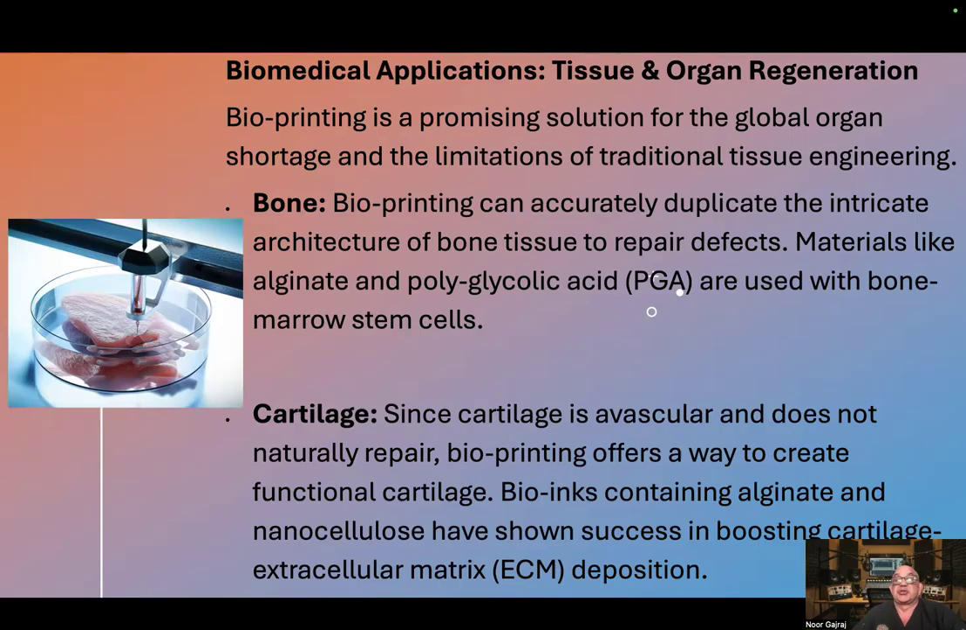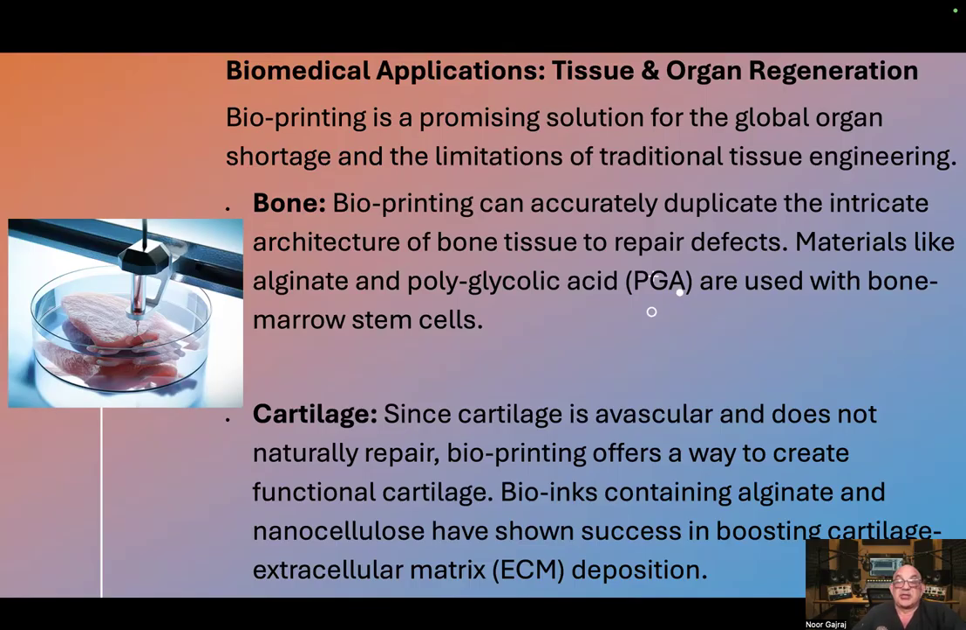Biomedical applications, tissue and organ regeneration. Bioprinting is a promising solution for the global organ shortage and the limitations of traditional tissue engineering. Bone. Bioprinting can accurately duplicate the intricate architecture of bone tissue to repair defects. Materials like alginate and polyglycolic acid are used with bone marrow stem cells.